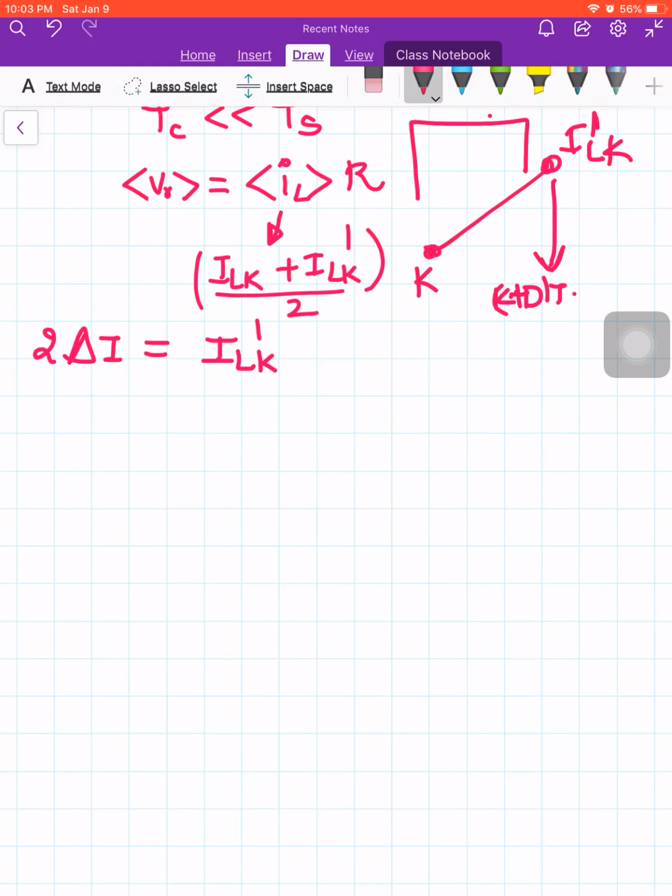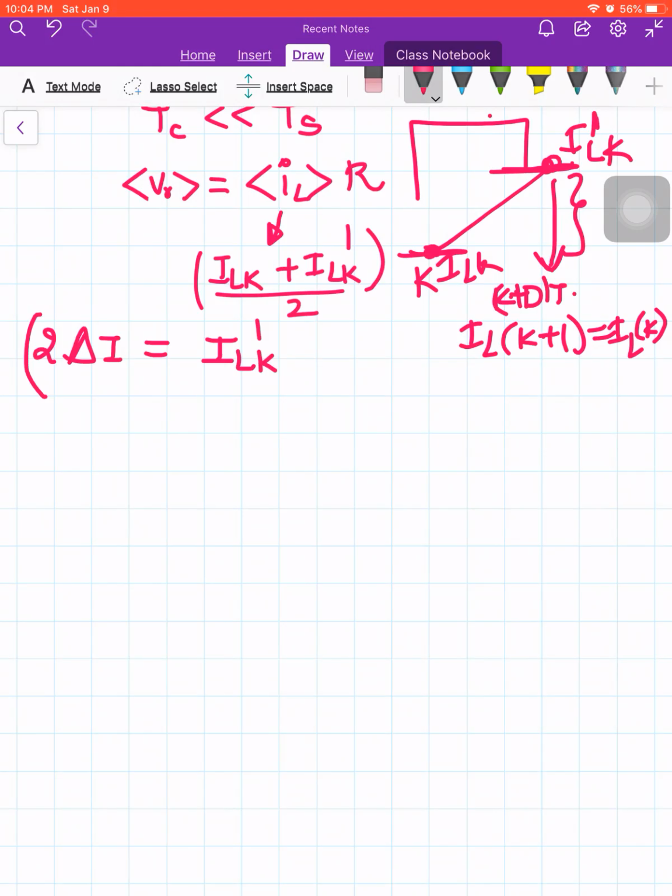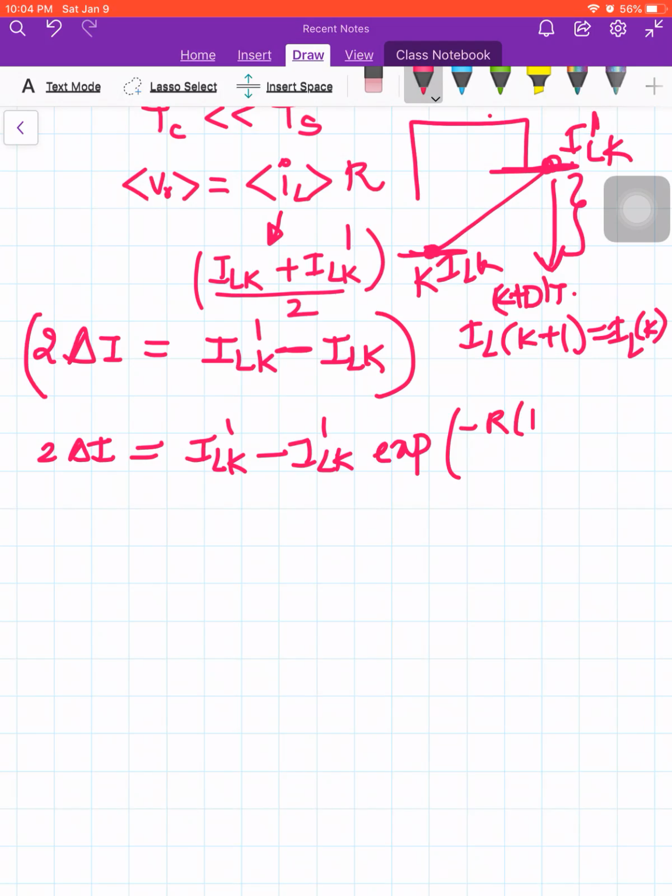We already derived expressions for this, and we already found ILK by equating IL of k plus 1 equal to IL of k. I'm just restating the same things which we have done earlier. So the definition of the ripple is the difference between the minimum value and the peak value, that we can write as ILK dash minus ILK. So we already have the expressions. I'm just giving out the expression for 2 delta I is equal to ILK dash minus ILK dash into e exponential of minus r into (1 minus D) Ts by L.